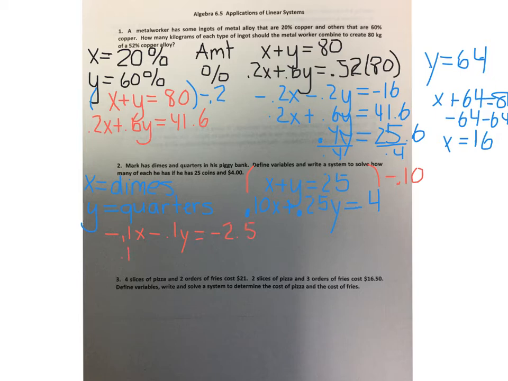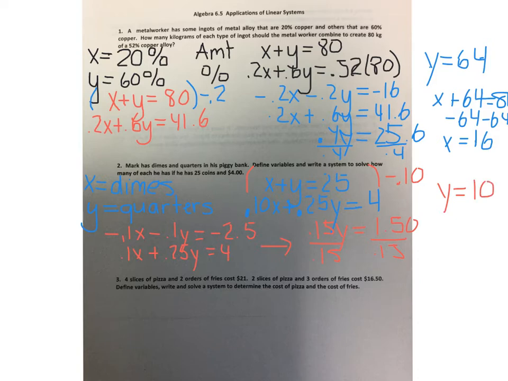Again, bottom row is going to stay the same. You could keep the zeros in there. I just got rid of the zeros. It's the same thing. So if I combine these together, if I add straight down, I'm going to end up with 0.15y equals $1.50. And then if I divide, I'm going to end up with the fact that y is equal to 10. So I know that I have 10 quarters.